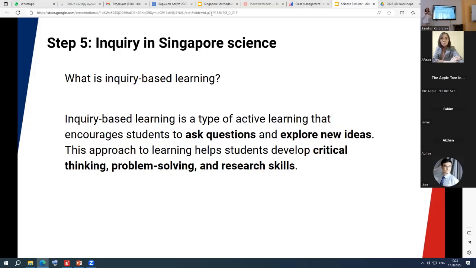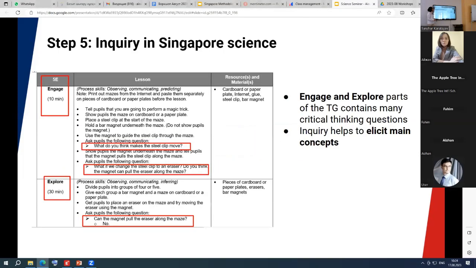So I can ask them questions. At some part of the lesson, we have a discussion. When they know the words, when they have learned how to answer the questions, and they do some practical tasks, we have the discussions. They use the words that they have learned and analyze what happened. Inquiry questions are also given in the teaching guide, like, what do you think makes the steel clip move?